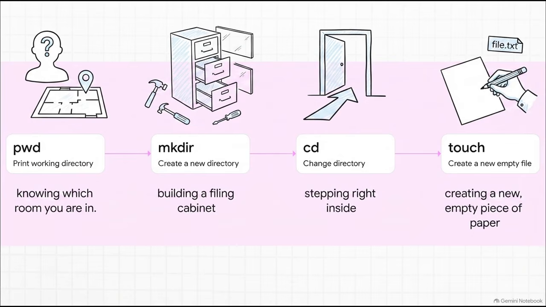Step 2. Let's build a brand new filing cabinet right where we stand using mkdir, followed by the folder name. Step 3. We open that cabinet and step right inside, using cd, which changes our directory to that new folder. And finally, Step 4. We create a brand new, empty piece of paper in that cabinet using touch file.txt. Boom! Just like that, you've oriented yourself, built a structure, and created a file.